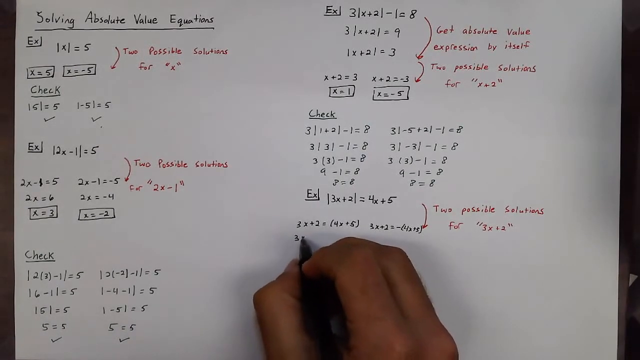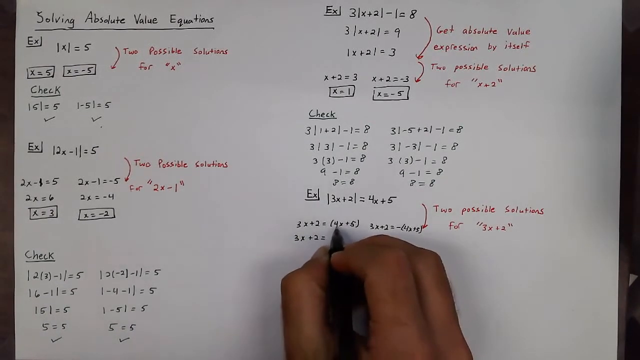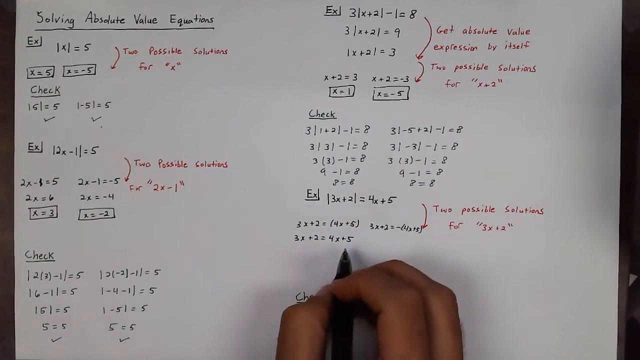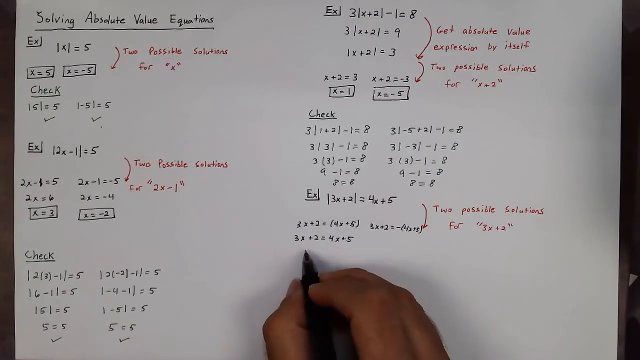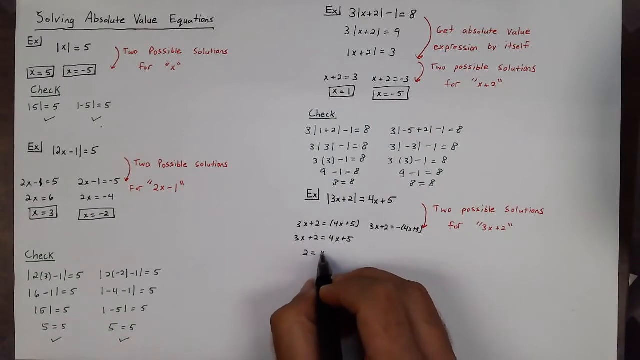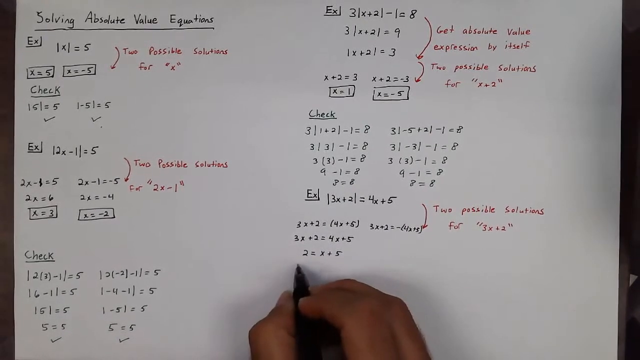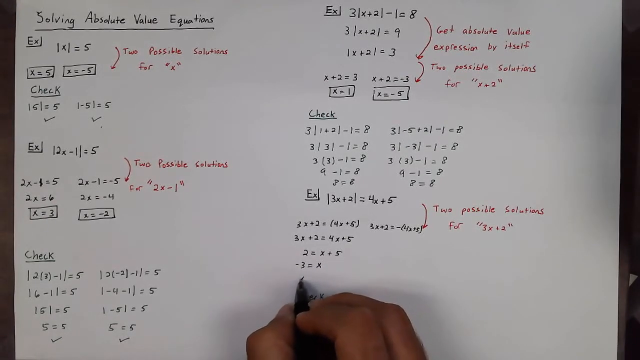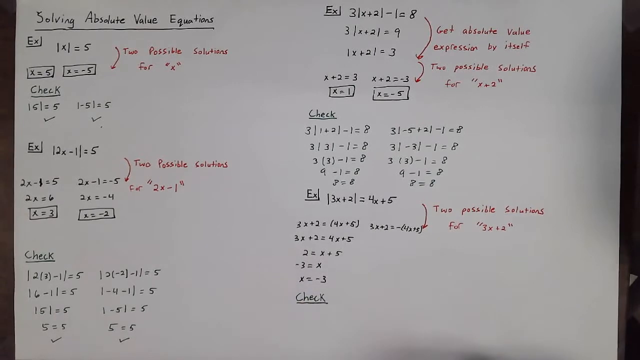We'll solve the first equation, which since it does remain positive, there is no change to 4x plus 5. But as we go and solve the equation, after subtracting 3x from both sides, we'll have 2 is equal to x plus 5. Subtracting 5, we'll get negative 3 is equal to x, which is the same as saying x is equal to negative 3.